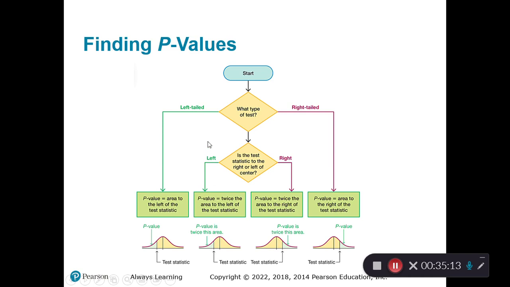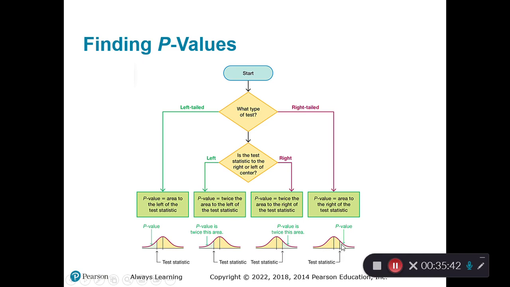If you have a two-tailed test, then you're going to multiply that area by 2. Why? Because anything more extreme could be here or it could be here. So a two-tailed test is going to take that area and multiply it by 2, and that is what we would call the p-value.